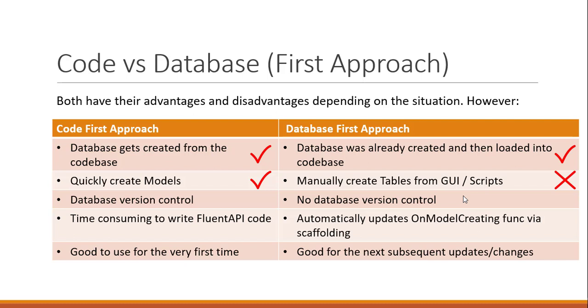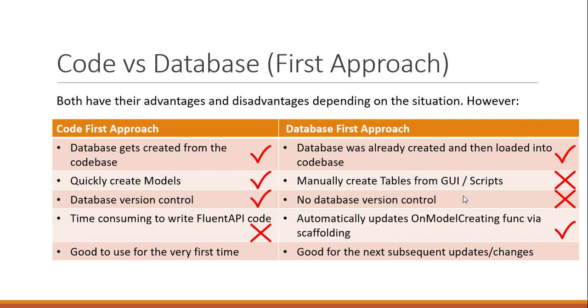In code first approach, you have an automatic option to do a database version control, basically keeping track of all the updates we had done in the past. Whereas in the database first approach, we don't have that automatic option. We can do it from our side manually though. In code first approach, writing Fluent API code is very time consuming and tiring. Whereas in database first approach, you don't have to manually write the Fluent API code in the OnModelCreating method. Instead, you just run the command Scaffold-DbContext, and the context automatically gets filled with the Fluent API code for the OnModelCreating function.